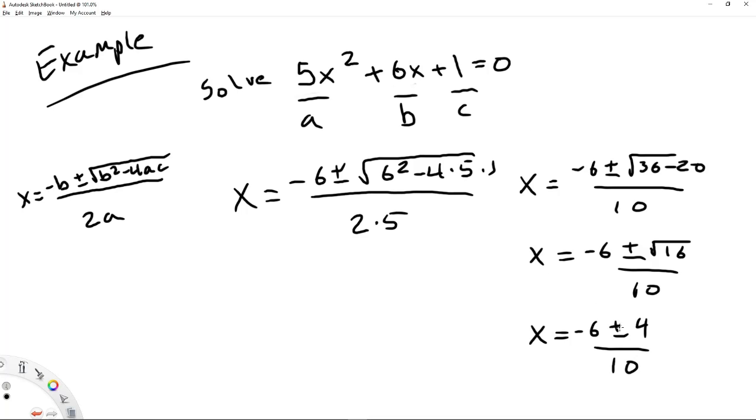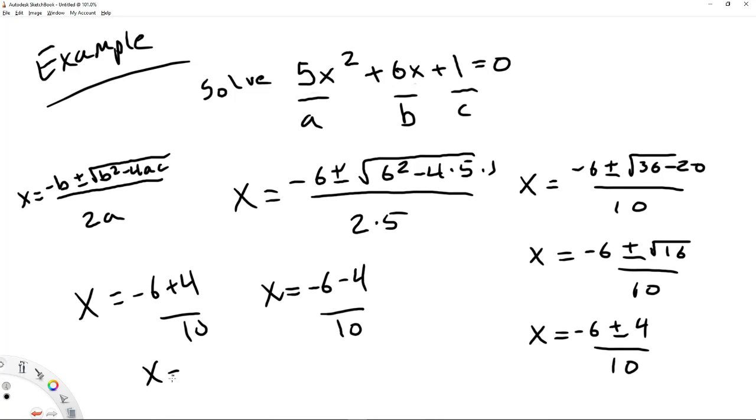When we get to this part, since we have the plus and or minus sign, we have to write two separate equations. So we get x is equal to negative 6 plus 4 divided by 10, or x is equal to negative 6 minus 4 divided by 10, and we could solve for both of them, and so we get x is equal to negative 2 over 10, and x is equal to negative 10 over 10, and if we solve, we get x is equal to negative 0.2, or x is equal to negative 1.